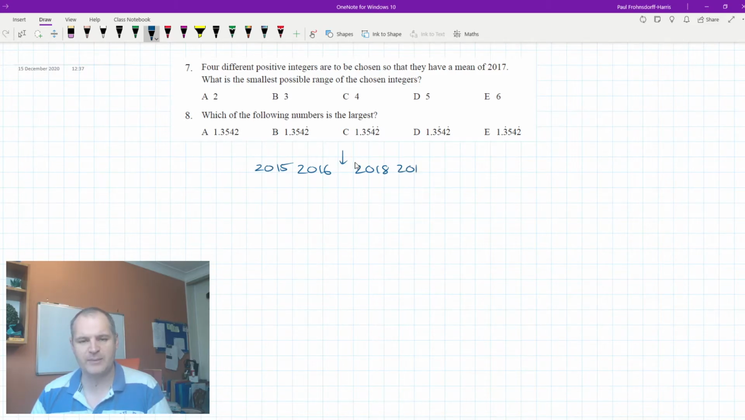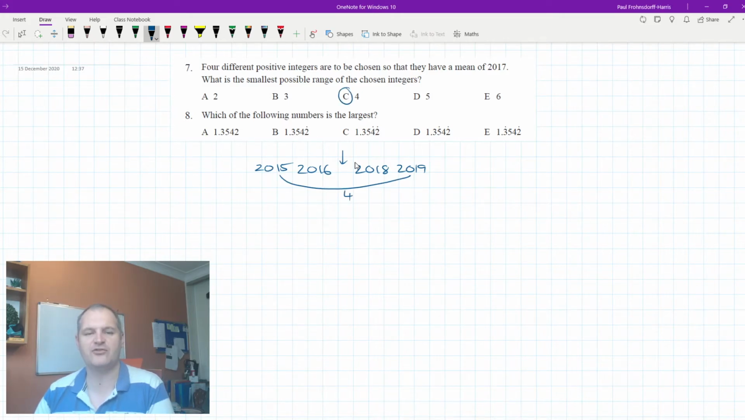Again, we want it to multiply, add them all together and divide, so we need them to be the same distance from the middle. And this is the only way we can get this close to 2017 without, obviously we need the balance either side. Each number needs to balance with one on the other side. So therefore it says, what's the range? And that makes the range 4. Answer C.